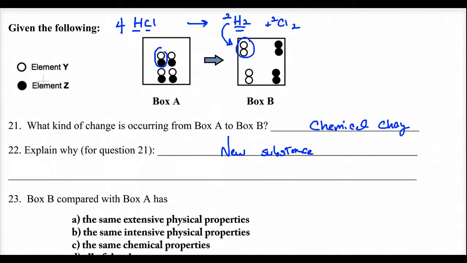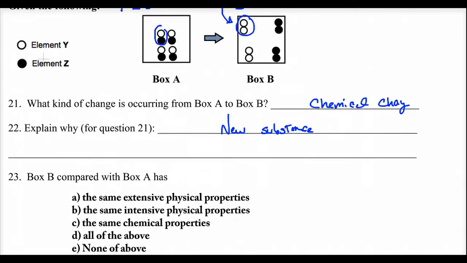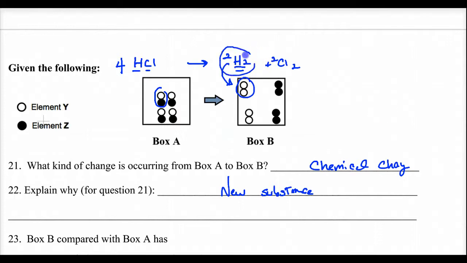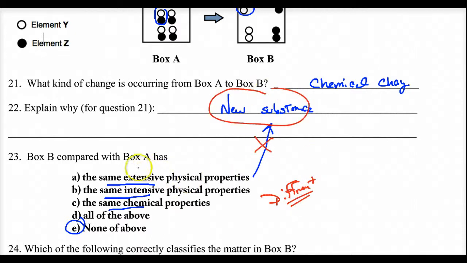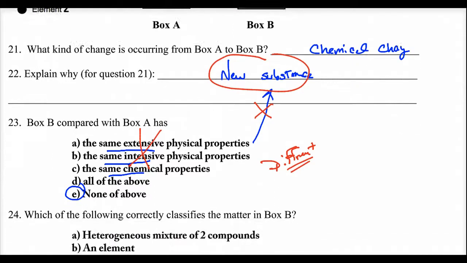Okay, number 23. Box B compared to box A has, well, look at the choices. Same extensive properties, same intensive, same chemical. Wait a minute, there was a chemical change. There was a change in the arrangement of the particles. There's a change in the chemical formulas. Okay? So therefore, you don't have the same properties. You're going to have different properties. It's a new substance. So none of the above. You're going to have different properties because you have a new substance. Okay, so they're not going to be anything that's going to be the same. That's why E is the answer.